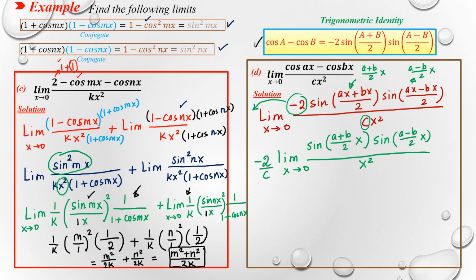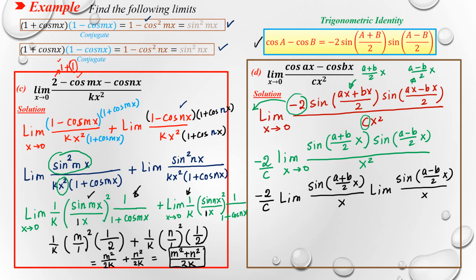The next step is to separate the limit. Now we have minus 2 over c multiplied by the limit of sine of a plus b over 2 multiplied by x, divided by x, multiplied by the limit of sine of a minus b over 2 multiplied by x, divided by x, when x goes to 0. And as you know, the limit of sine mx over nx when x goes to 0 equals m over n. So you have to use this rule for these two limits.